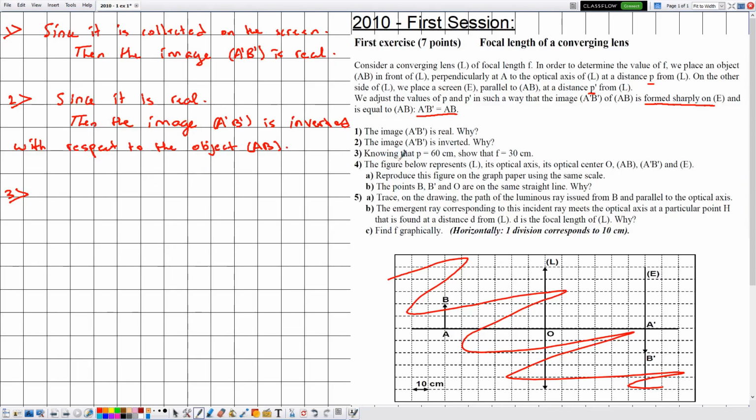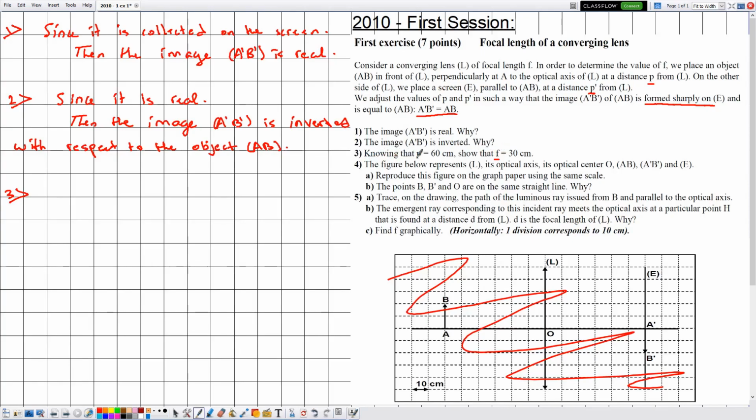And now in number 3 they are telling me, knowing that P is equal to 60 centimeters, show that F is equal to 30 centimeters. Then in other words, we need to calculate the focal length, because here F represents the focal length of the used lens, which is a converging lens. Okay, I repeat that till this moment they didn't mention this document, so we are not allowed to use it in order to calculate the focal length. Then we cannot calculate the focal length graphically, so we should search for another method.